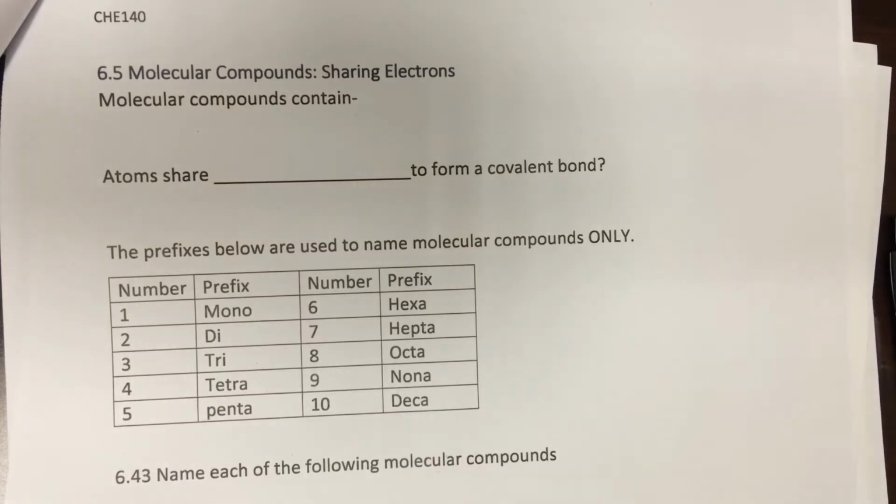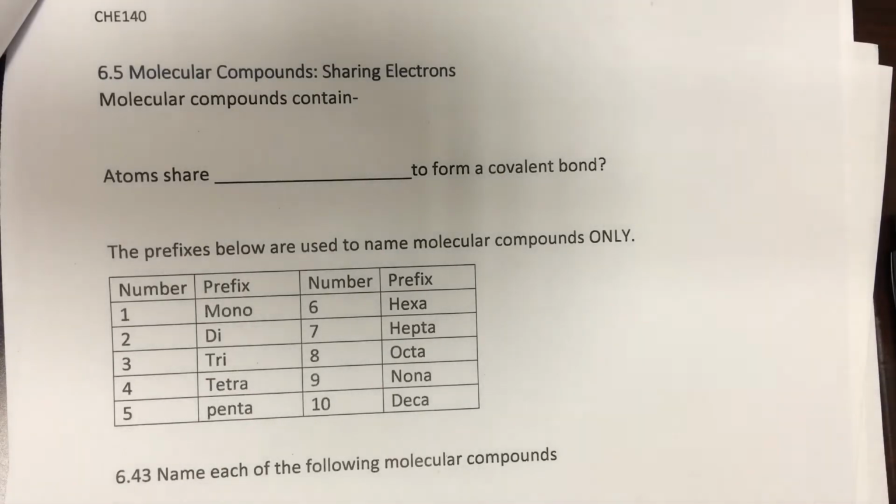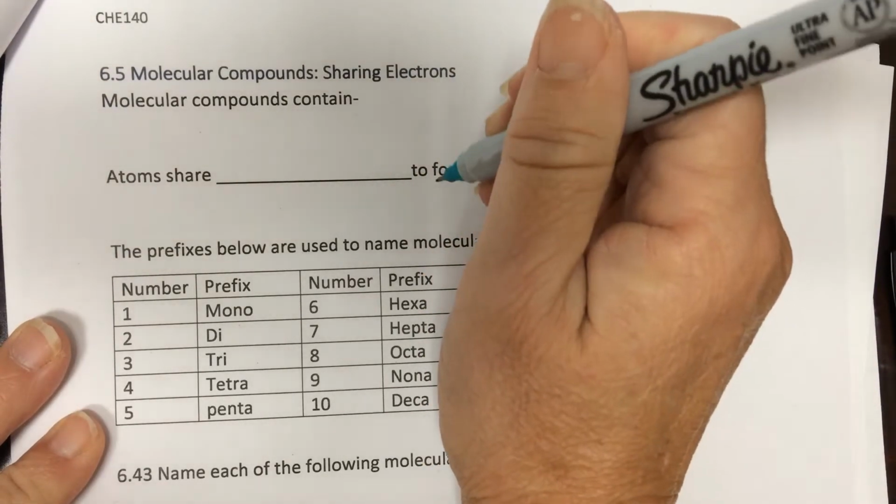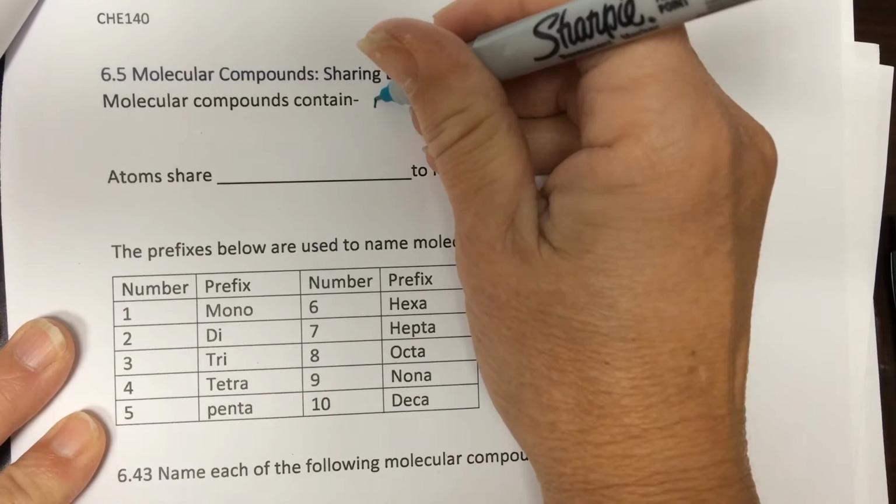So at the beginning of the section, I said that we were going to talk about ionic compounds and covalent compounds. And now we've spent the last 4 videos talking about ionic compounds. Molecular compounds or covalent compounds are much easier to name. They're sometimes called covalent. They contain 2 or more nonmetals.